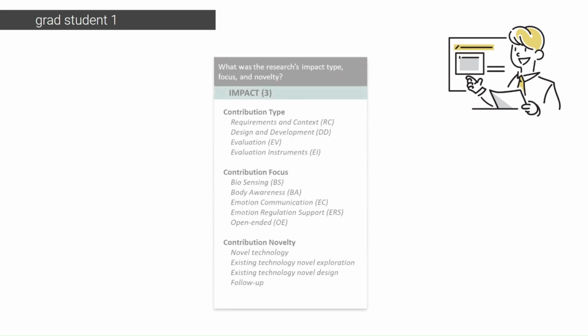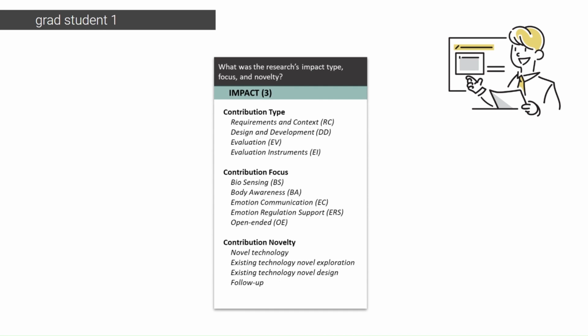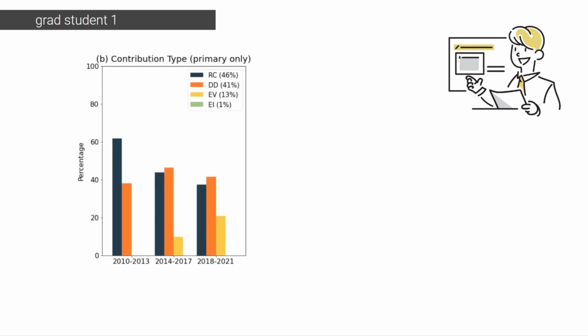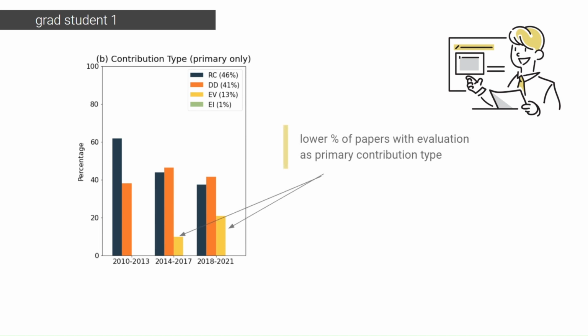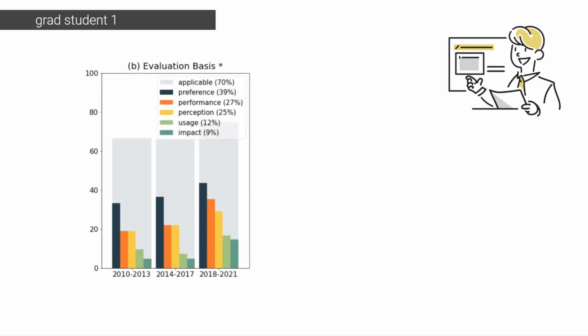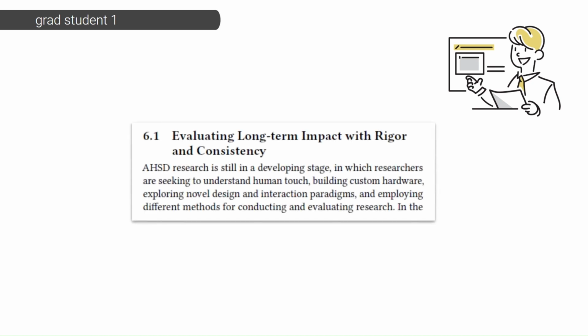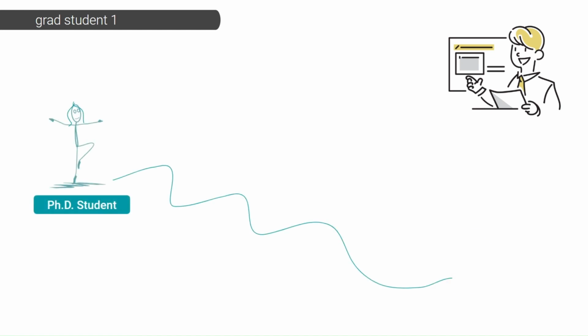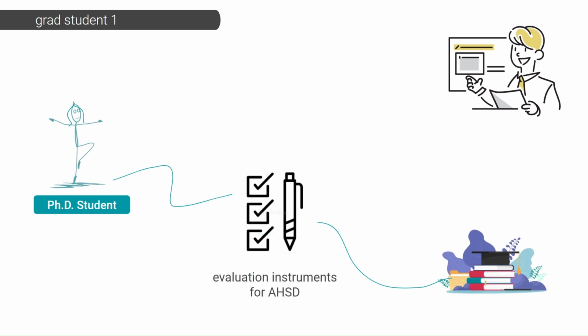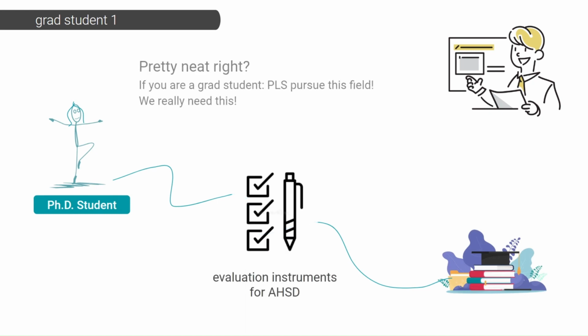You check the facet impact and then the dimension contribution type. In the contribution type plot, you see there's not a lot of evaluation work in AHSD research. And then you check the evaluation basis dimension and find out there's definitely a lack of work on evaluating long-term impact of AHSD technology. You go to the discussion section and read that the main reason for this being lack of standardized evaluation instruments and metrics. Well, then guess what? You set on a journey to do your PhD, developing standardized benchmarks for evaluating AHSD technology. Pretty neat, right?